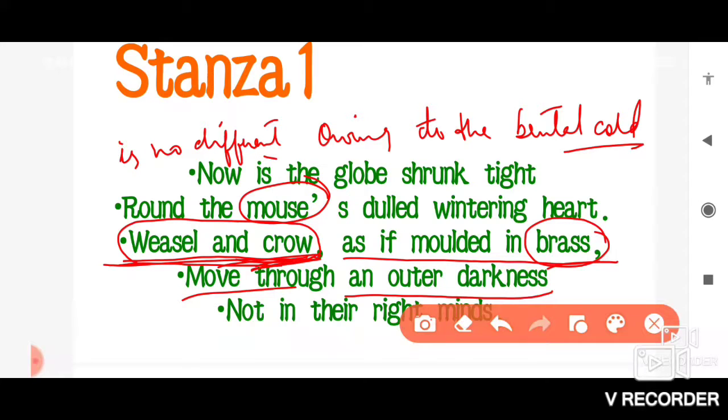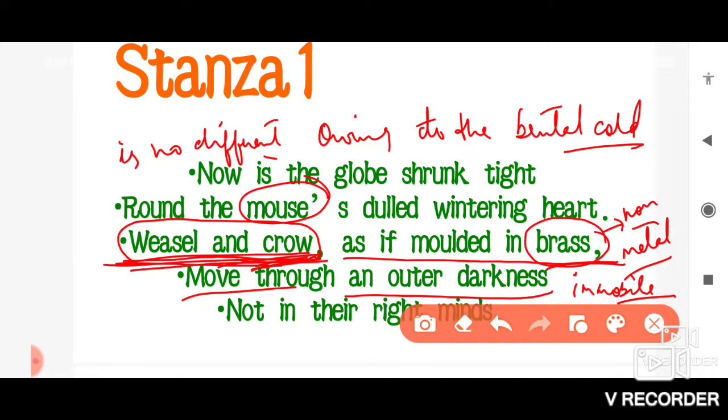Why have they been compared with brass? See, brass is a non metal, isn't it? Brass एक non metal है. That means a non living thing which cannot move, which is immobile, isn't it? It is immobile, it cannot move.